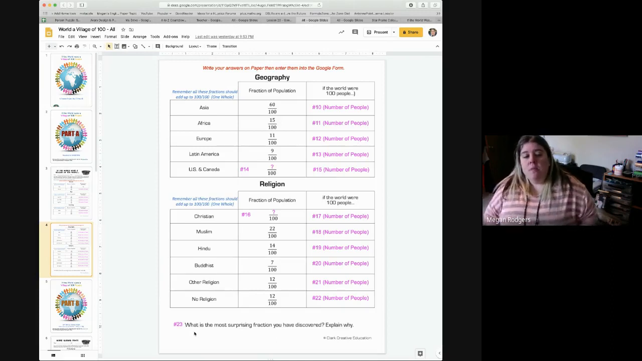It says, what is the most surprising fraction you have discovered? Explain why. So if there were any of these that you were like, wow, I really thought that would be more, or that would be less, or just that you thought were interesting, on the Google form there will be a box where you can type that in. So that is part A.